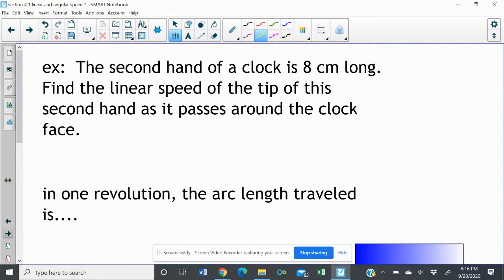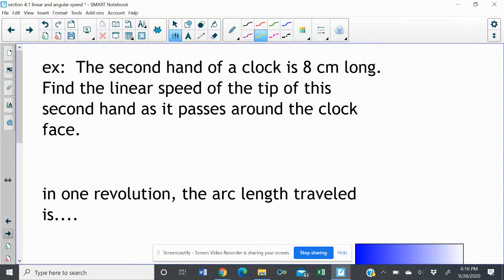So we have a second hand of a clock, 8 centimeters long. Find the linear speed of the tip of this clock as it passes around the clock. All right. So a couple things we need to think about first of all. We have one revolution, which is your arc length. That's what we're doing. We're going around the clock space.